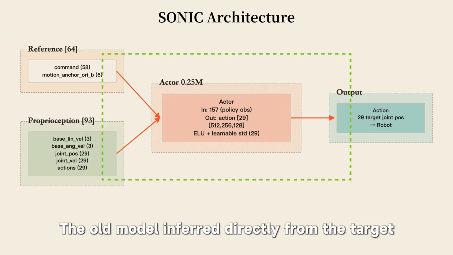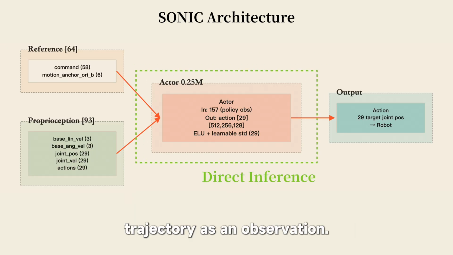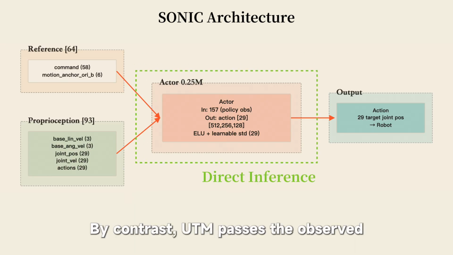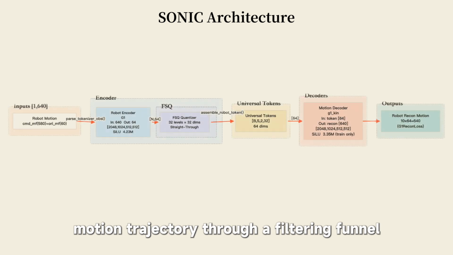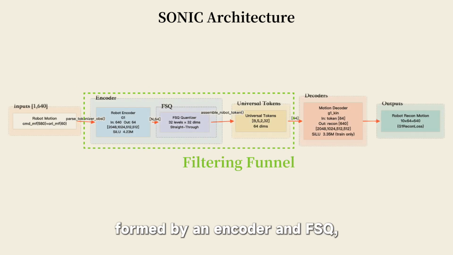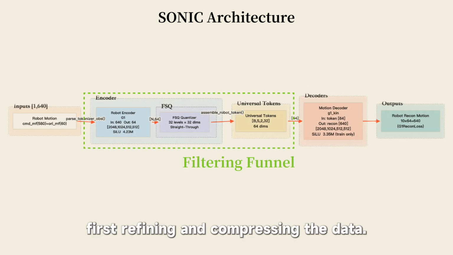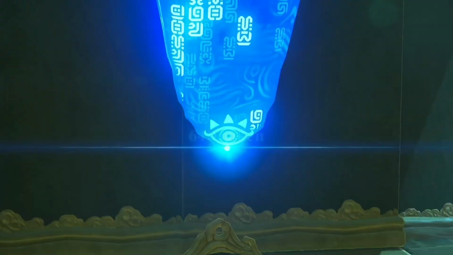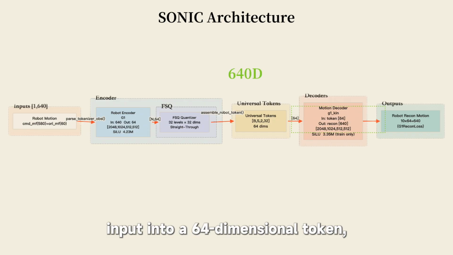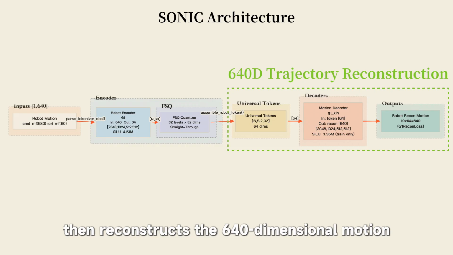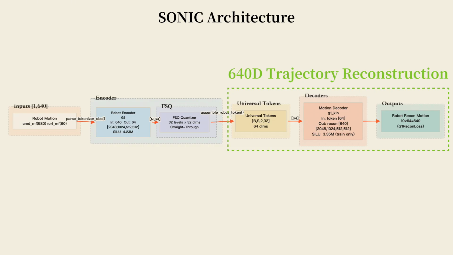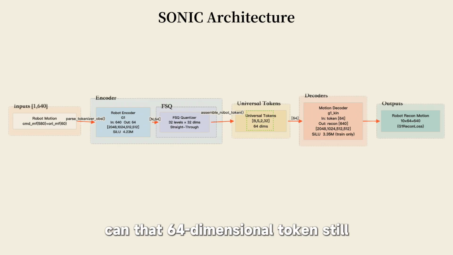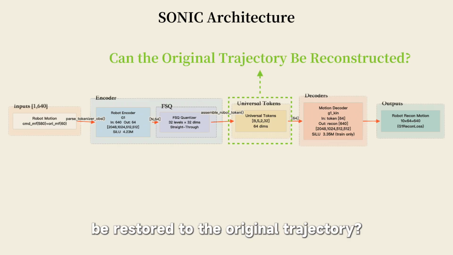The old model inferred directly from the target trajectory as an observation. By contrast, UTM passes the observed motion trajectory through a filtering funnel formed by an encoder and FSQ, first refining and compressing the data. UTM compresses a 640-dimensional motion trajectory input into a 64-dimensional token, then reconstructs the 640-dimensional motion trajectory through a motion decoder. But this raises a question: can that 64-dimensional token still be restored to the original trajectory?